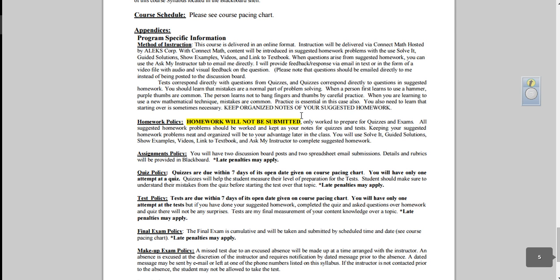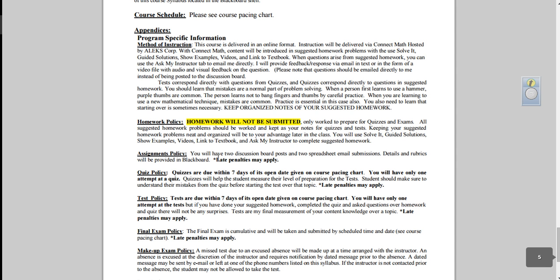Homework. Homework is not a grade. It'll be submitted inside of Connect Math, but I will not be taking it as part of your grade. The great thing about Connect Math is that they have these things called Solve It, guided solutions, show examples, videos, and link to textbooks. I will show you those in just a minute. It's fantastic.